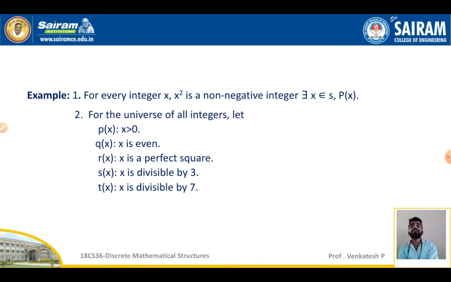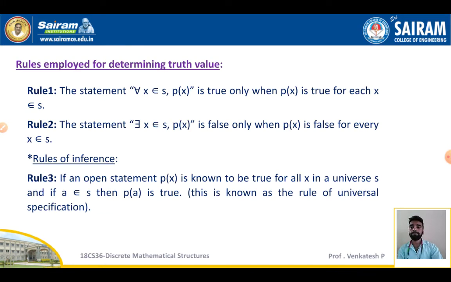Example, first one: for every integer x, x square is a non-negative integer. There exists x belonging to some set S, p of x. For the universe of all the integers, let p of x be: x is greater than 0; q of x: x is even; r of x: x is a perfect square; s of x: x is divisible by 3; t of x: x is divisible by 7. These are examples of quantified statements.